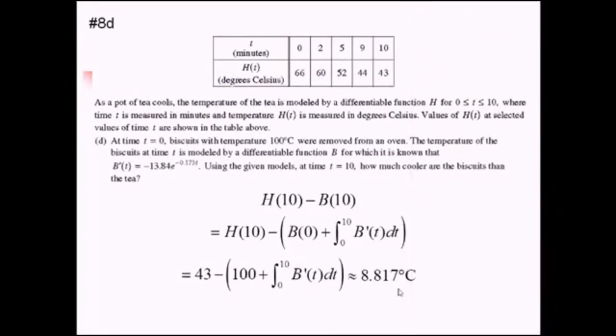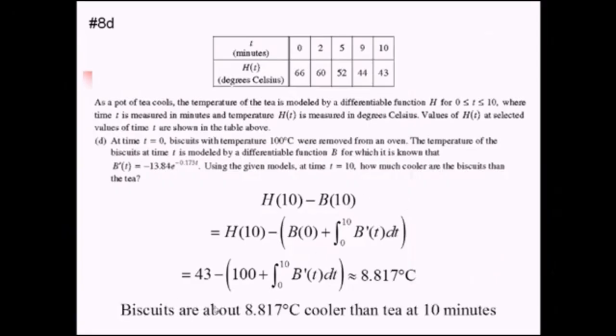Now, you haven't actually answered the question yet. You need to actually state that the biscuits are about 8.817 degrees Celsius cooler than the tea at 10 minutes. You know what this means. They probably know what this means, but how do they know that you know what this means? So when in doubt, spell it out.